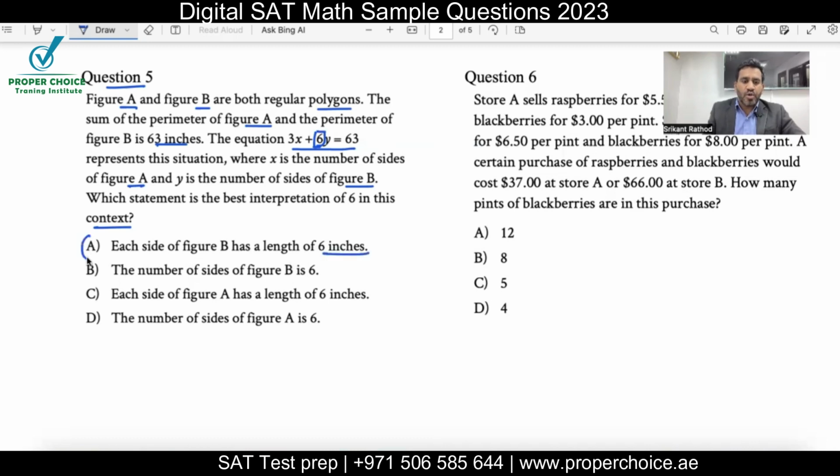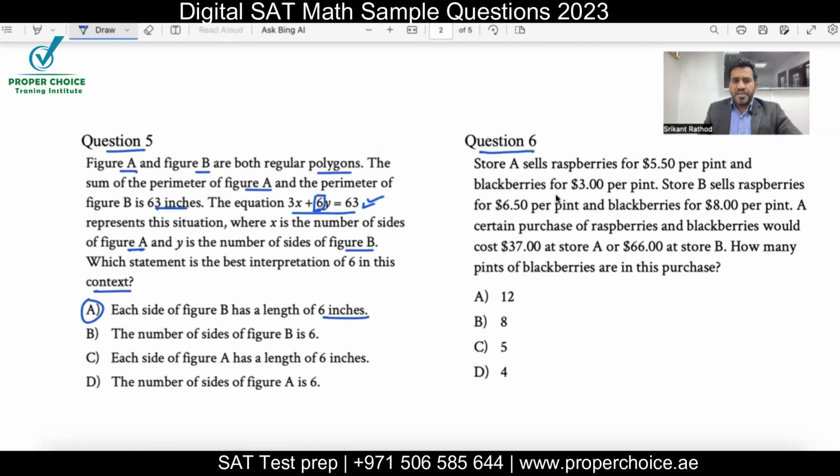A is the right choice here, because let's take a polygon that has 5 sides. 5 multiplied by 6, 30, is the perimeter of figure B. Likewise, 3 multiplied by the number of sides of polygon A gives me the perimeter. Together they are saying 63. So 6 is the length of each side of polygon B. So we go with A as the right choice. Let's go with question number 6.